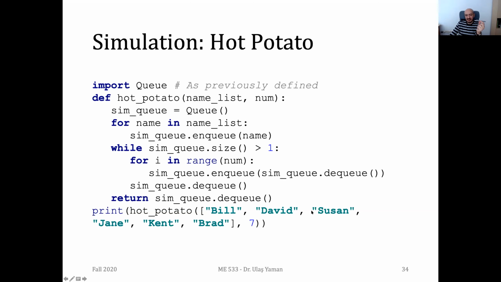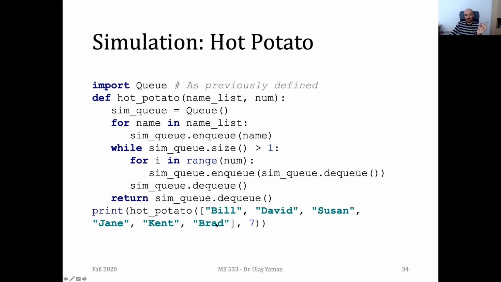Even though we may have 6 children here, this number might be 4, which means that we will be doing this operation 4 times. And after that, the one at the front will be holding the hot potato. So at this statement here, we will remove it and he or she will not be in the game anymore. That's why it's called hot potato. After this number of operations, we remove the guy holding the hot potato.